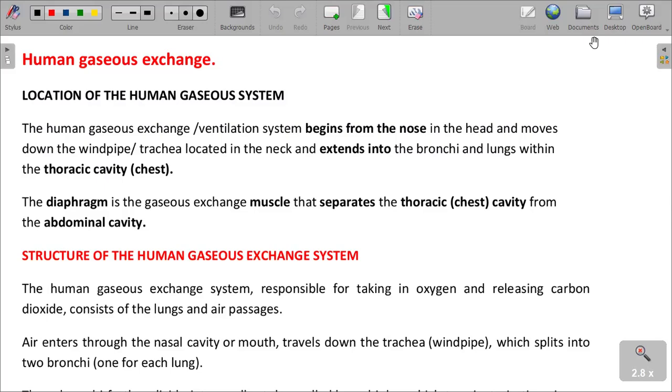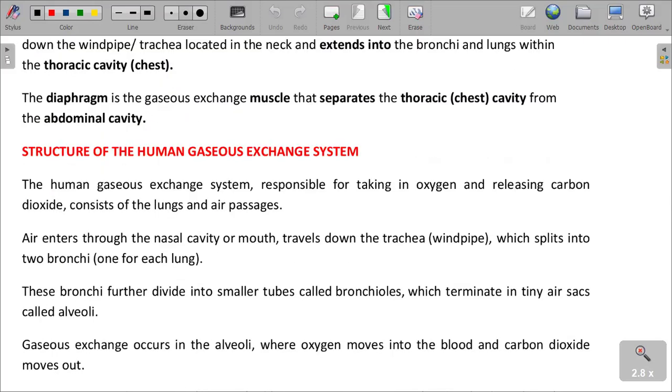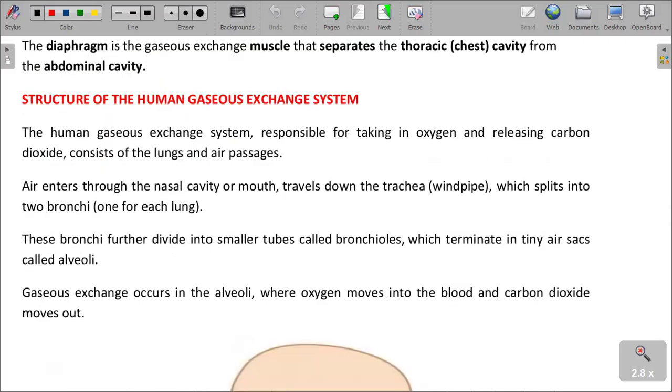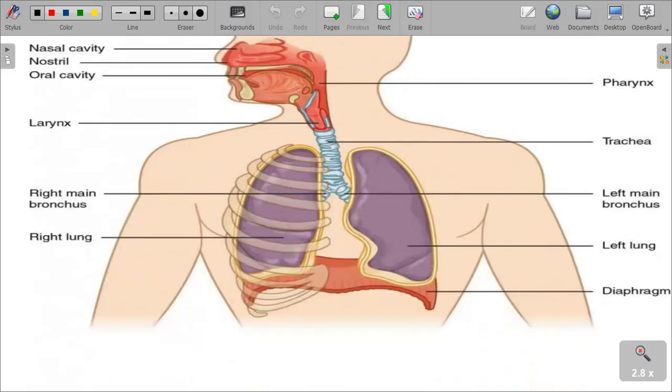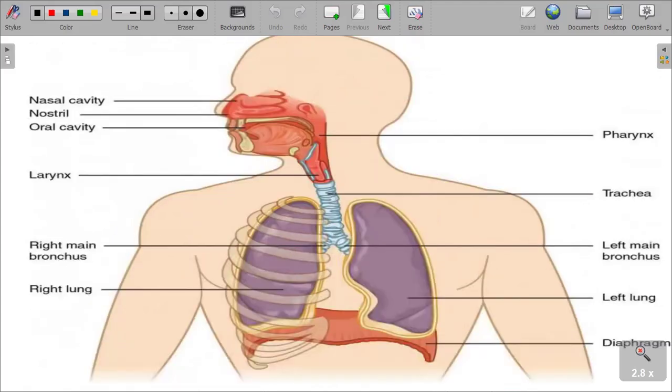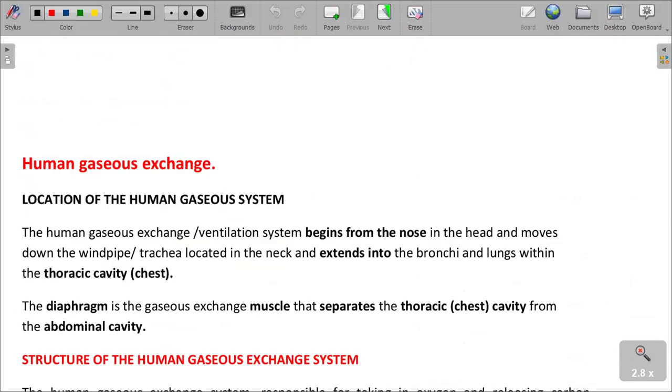So without wasting any time today, we want to talk about human gaseous exchange. I'm going to quickly show you what we are going to discuss: the location of the human gaseous exchange system, and the structure of the system, looking at the alveoli and also the general structure in terms of the organs and parts involved. Just be patient and follow.